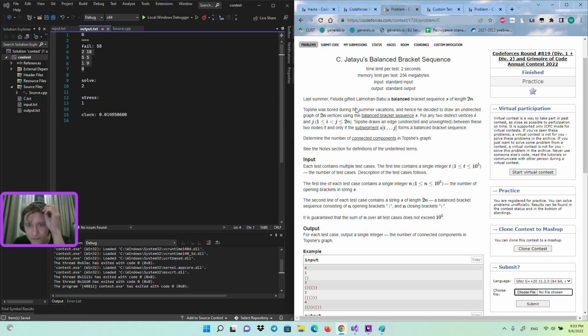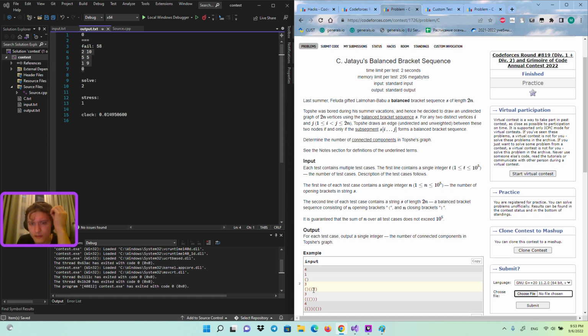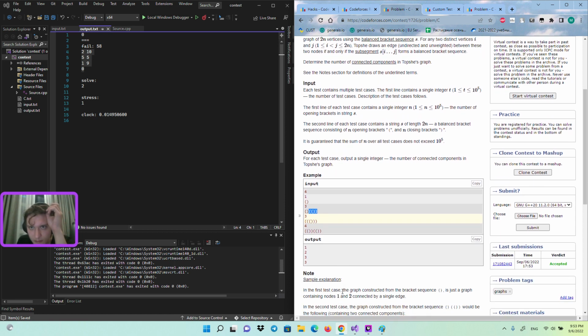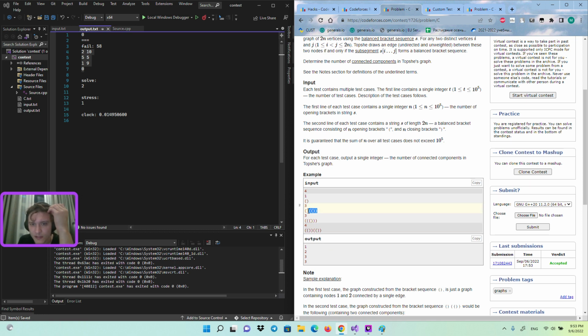So problem C. In problem C, we have several pairs of moments, and in each pair of moments, we have the same balance on prefixes. For example, these two brackets are neighbors in this graph because in both cases, in this subsequence and in this subsequence, the balance is 0. That's why they are connected.